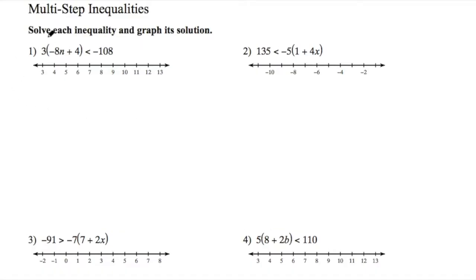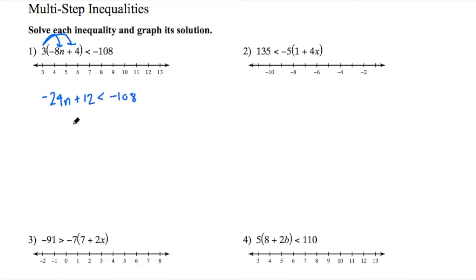Hello again. In this lesson, we're going to be looking at multi-step inequalities. We begin by solving any inequality the same way we would solve any equation. We're going to try to isolate the variable. So here we need to start by distributing the 3 to the parentheses. 3 times negative 8n is negative 24n, and 3 times 4 is 12. Great. Less than negative 108.